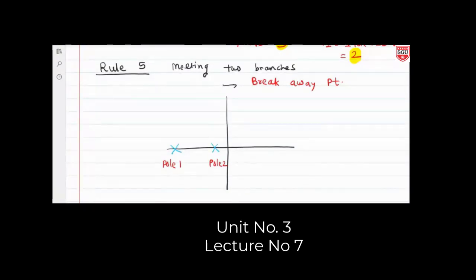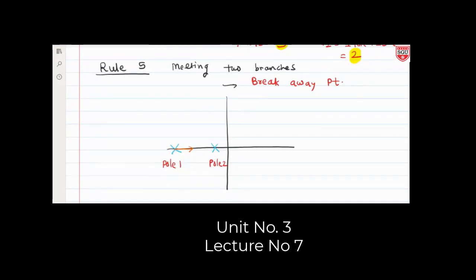So tell me the direction. I will apply the rule here. Here is P1, here is P2. So for this pole 1, what will be the direction? In the direction of P2 or in the direction of P1? P1. Correct. Means the direction will be in the direction of P1. I will remove that. So from here, the branch will come here.